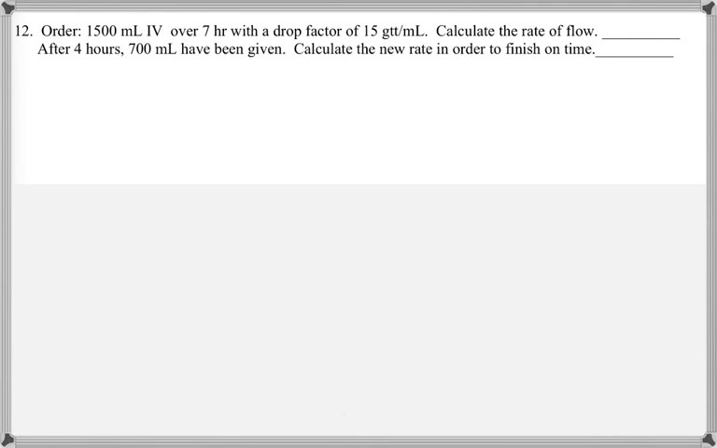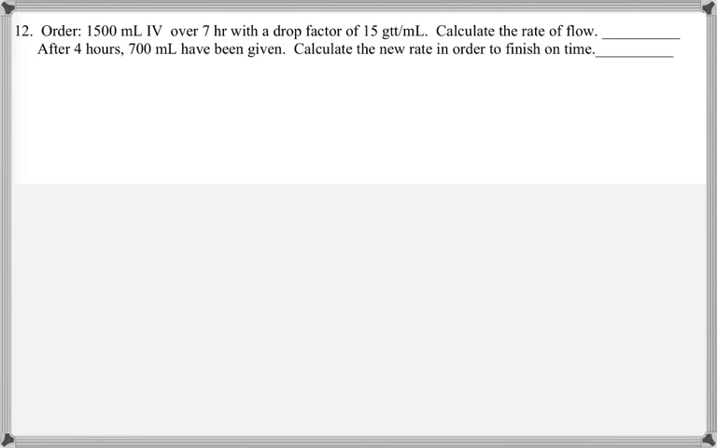On number 12, it says that the order is for 1500 milliliters over 7 hours with a drop factor of 15 GTT per mL. And they want us to calculate the rate of flow. And then it says, after 4 hours, 700 mLs have been given. Calculate the new rate in order to finish on time.